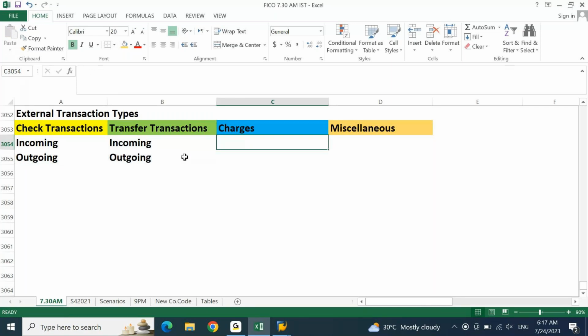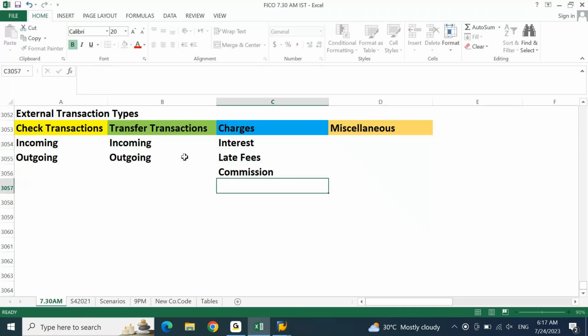Similarly, charges. There will be different charges. When we are talking about charges, let's say the bank is talking about interest charges, late fees, commission, or transfer charges, something like this. There are different charges which are charged by the bank on your bank statement. Now, what will the bank tell? All these kinds of expenses, all these kinds of charges, we will be classifying under charges.